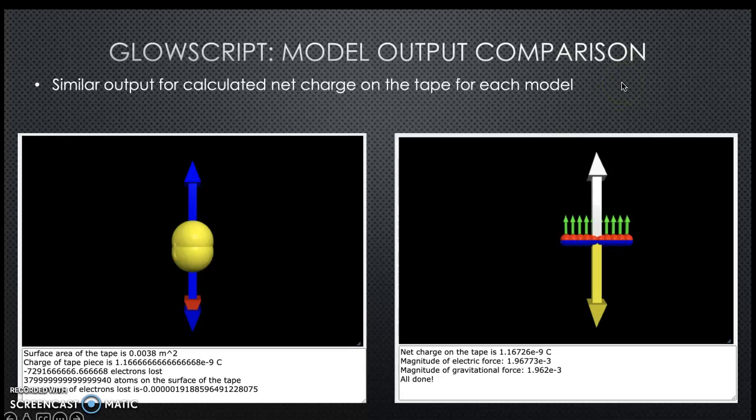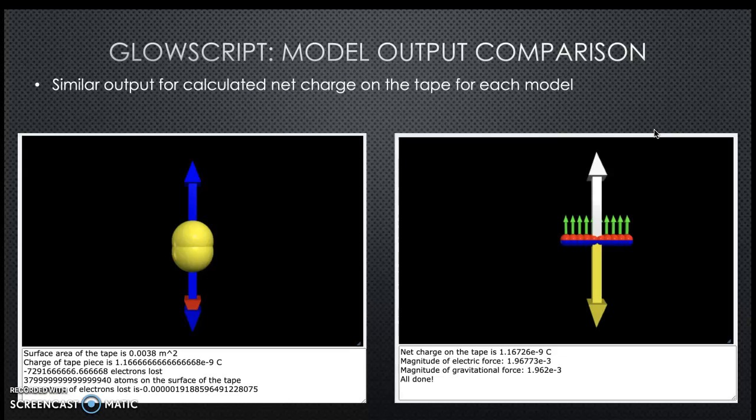Here's the comparison of the model output from Lab 1 and Lab 2. As we can see, on the left side, it only has one arrow to determine the one calculation of the magnitude of the force of the charge coming off the tape, whereas on the right is the model output from Lab 2, where it shows multiple arrows pointing in the upward direction to represent the multiple line charges that were calculated.